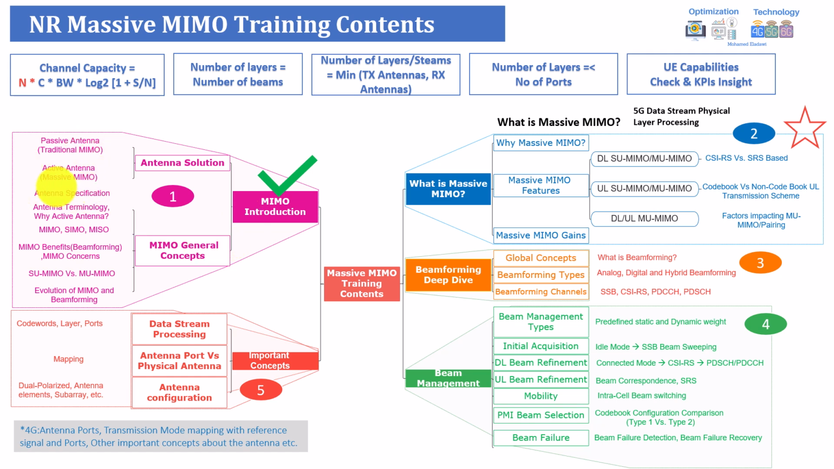The first part we covered last time was about the passive antenna, which is used by traditional MIMO or 4G in general, and the active antenna, which is the massive antenna. We highlighted that massive MIMO has up to 128 or 64 antenna TXRX, and can even include 128 or even 256 antenna elements, and we explained the importance of these antenna elements.